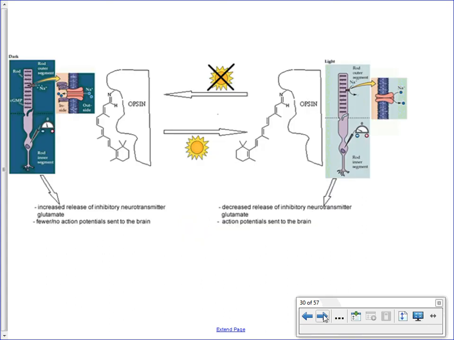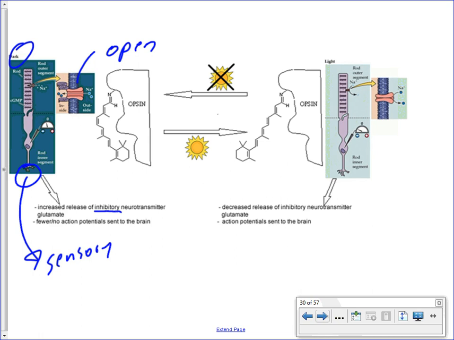Let's take a look at a couple of pictures here that maybe explain this a little bit more than all of that text. On the left-hand side here, we have our rods in the dark, and we can see here that the sodium channels are open in the dark. What does that mean? Well, this message is going to have to be sent on to a sensory neuron, so we will have to have a neurotransmitter. But in the dark, sodium channels open leads to the release of the inhibitory neurotransmitter, which does mean that there are fewer action potentials sent to the brain. So even though in the dark we could say that the photoreceptor is stimulated because sodium channels are open, the sensory neurons will decrease the rate of action potentials going to the brain.